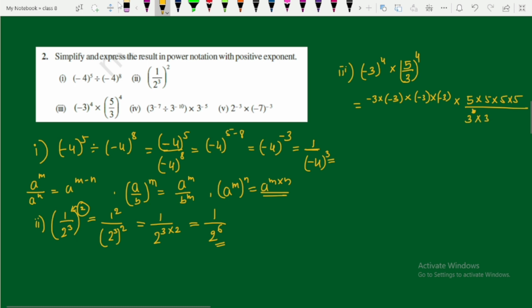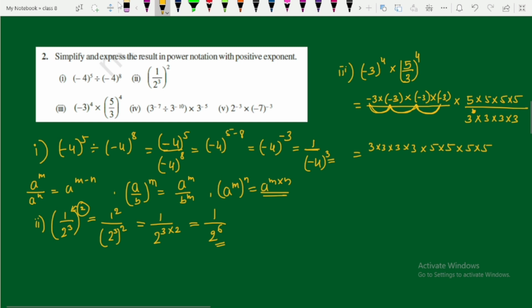So this we can write as 3 into 3 into 3 into 3. Here you can see the sign: minus into minus is plus, plus into minus is minus, minus into minus is plus. So this sign becomes positive, so we will not write that sign now. I will write 3 into 3 into 3 into 3, so this will be equal to 5 into 5 into 5 into 5.